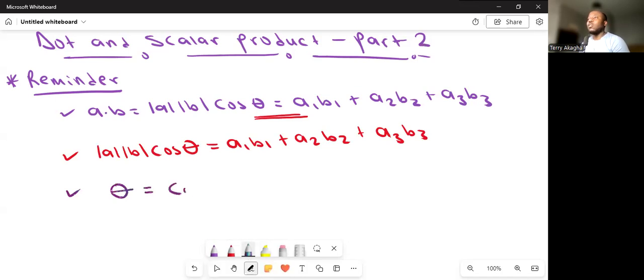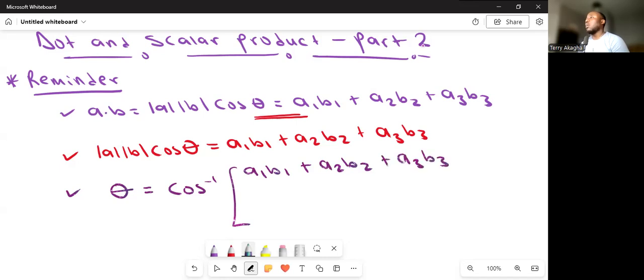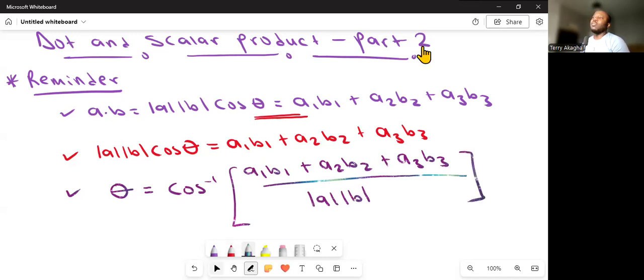So theta is going to be equal to the cos inverse of A1 B1 plus A2 B2 plus A3 B3, all divided by the magnitude of A and the magnitude of B. All right, we talked about this in the previous video.